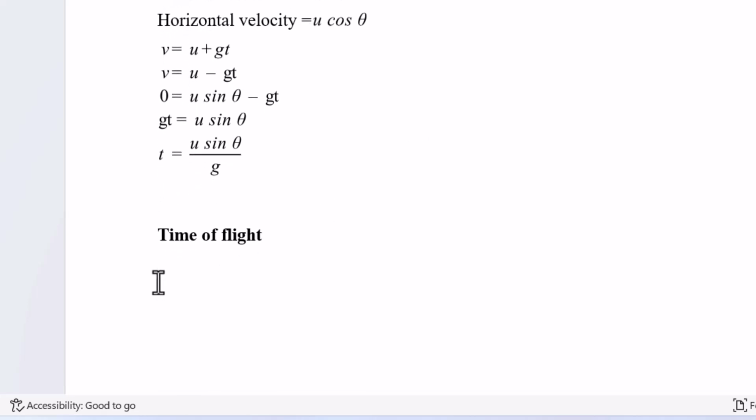So time of flight is now time of flight. Okay, let me use capital T as my time of flight. Let's use capital letter T.